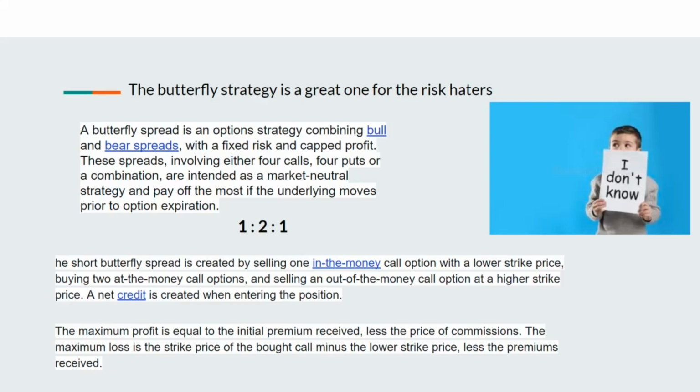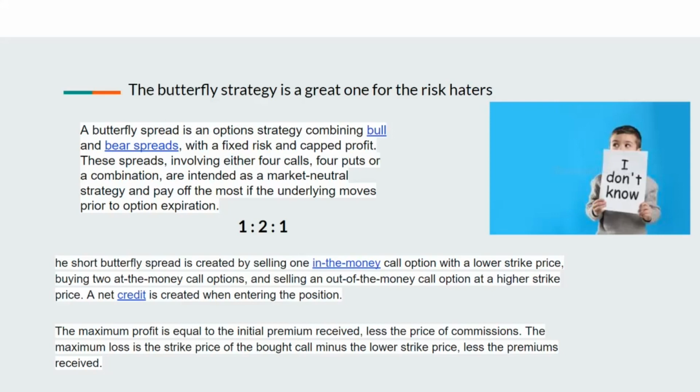So a butterfly spread is an option strategy combining bull and bear spreads with a fixed risk and capped profit. These spreads, involving either calls or puts, or a combination of both, are intended as a market neutral strategy and pay off the most if the underlying moves prior to option expiration. Now, remember these key numbers: 1, 2, 1, and we're going to talk about them really shortly.